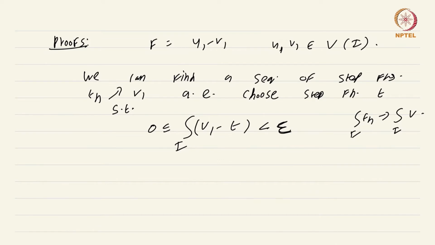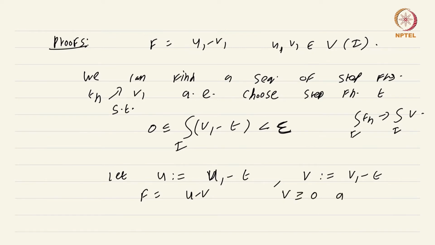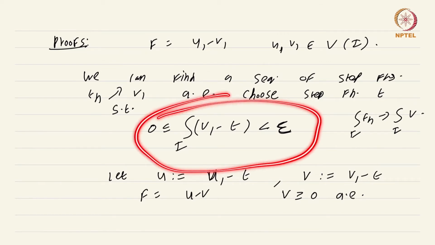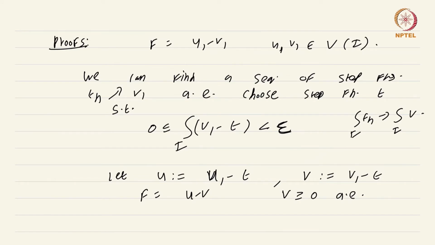Now what I do is I let u be just u1 minus t, and I let v be by definition v1 minus t. Then clearly f is u minus v, and furthermore v is greater than or equal to 0 almost everywhere, simply because the Tn's are increasing to v1 almost everywhere. Furthermore, by our choice of t, we automatically have that the integral of v is less than epsilon. So part 1 is proved. You just successively use the definitions and you get part 1.